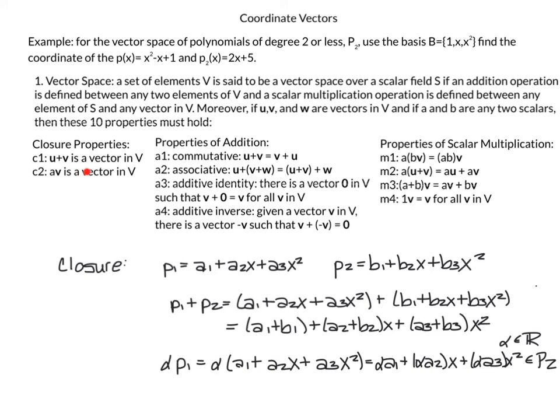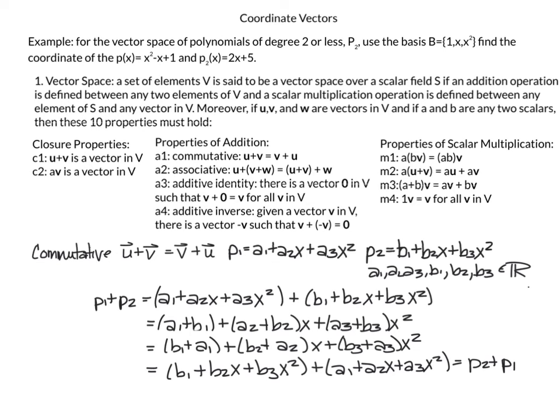Looking at our scalar multiplication here, we're going to say alpha is a scalar, times P1, our first polynomial, is alpha times A1 plus A2x plus A3x squared. And remember, A1, A2, A3 are also scalars. So by our normal multiplication of polynomials by a scalar, it's alpha times A1 plus alpha times A2 times x plus alpha times A3 times x squared, which is still a polynomial of degree 2 or less. So the scalar multiplication is also closed.